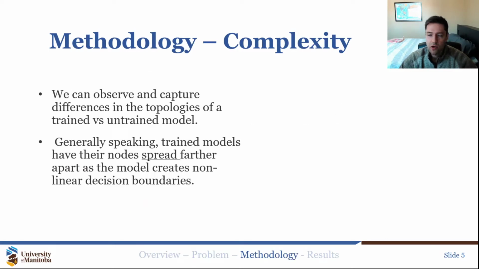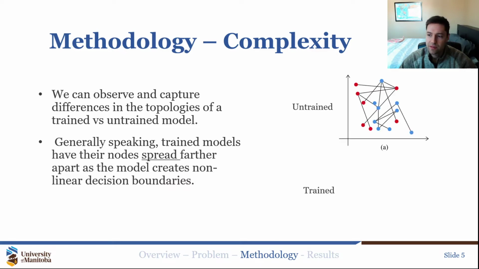So we propose something called complexity. The idea about complexity is that we can actually observe and capture these differences in topologies of a trained versus untrained model. So at the top right here, we have an untrained model. Forget the edges connected for a second.